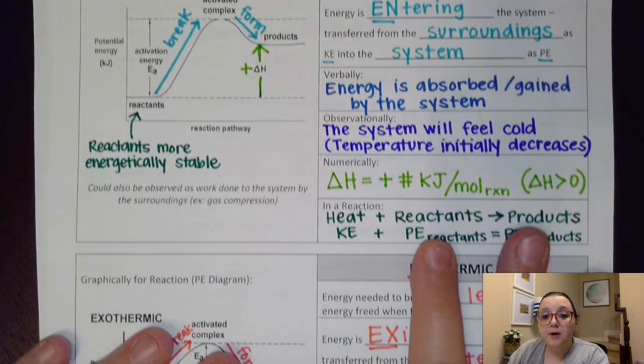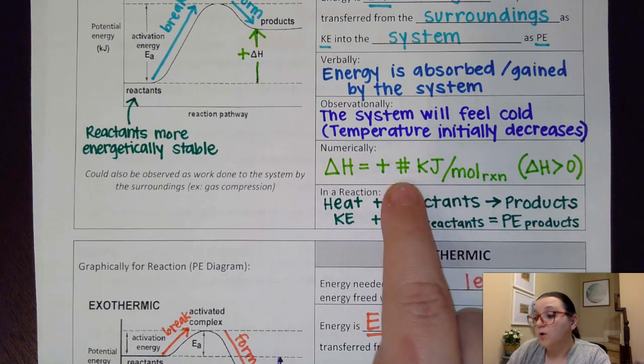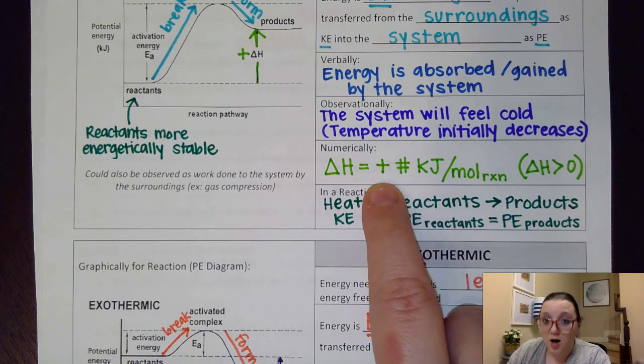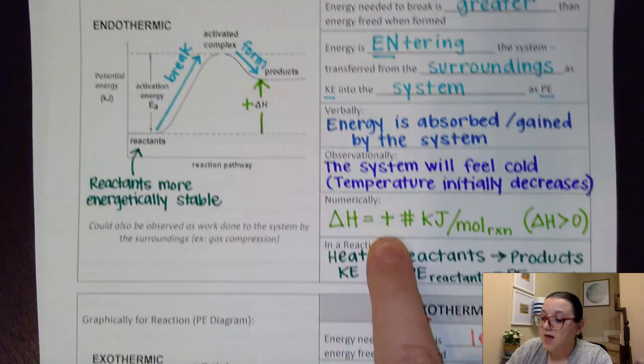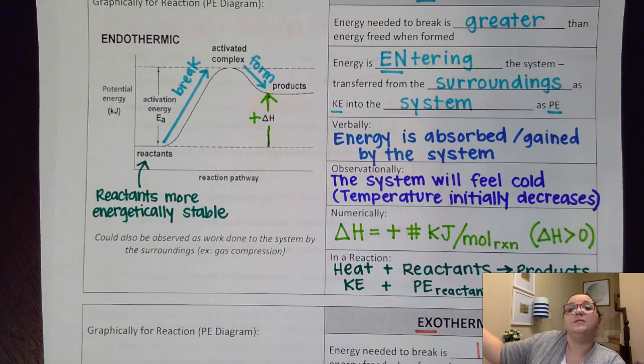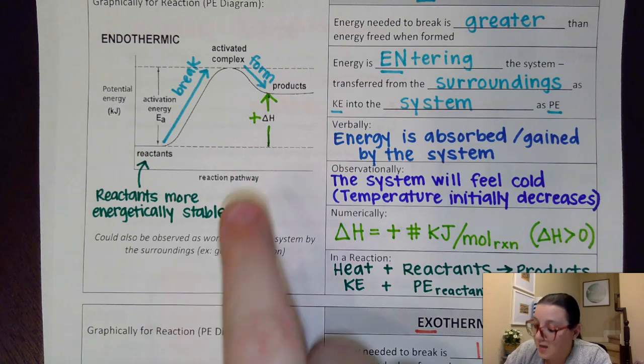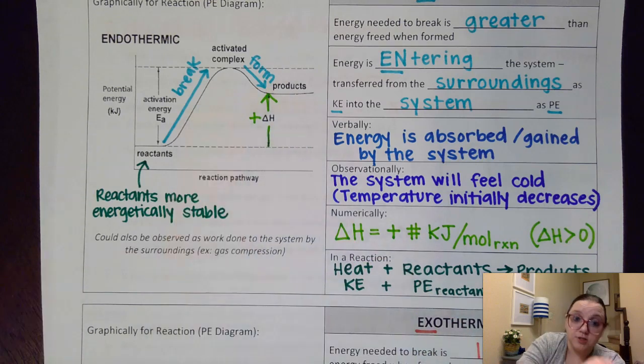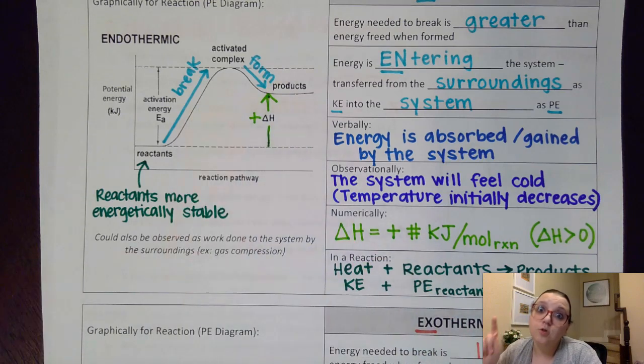Now, numerically, if we were to report a number with this process, we would need to put a positive sign with it. Again, that energy was gained overall. That kinetic energy was taken into that system and transformed into potential energy. I can't sense that potential energy changing, but I can sure sense that gain of kinetic energy into the system due to the loss that was felt by the surroundings.